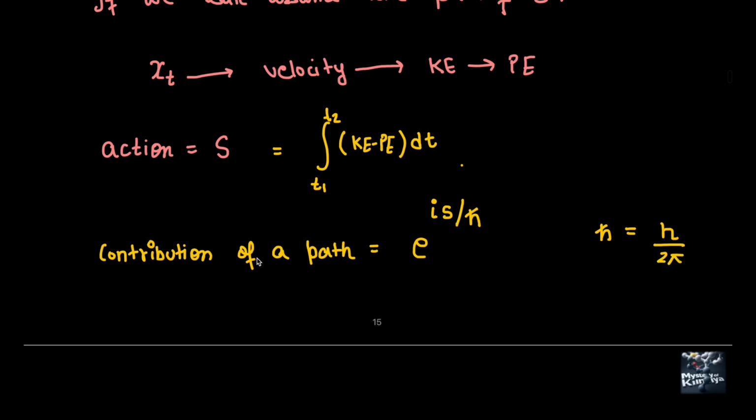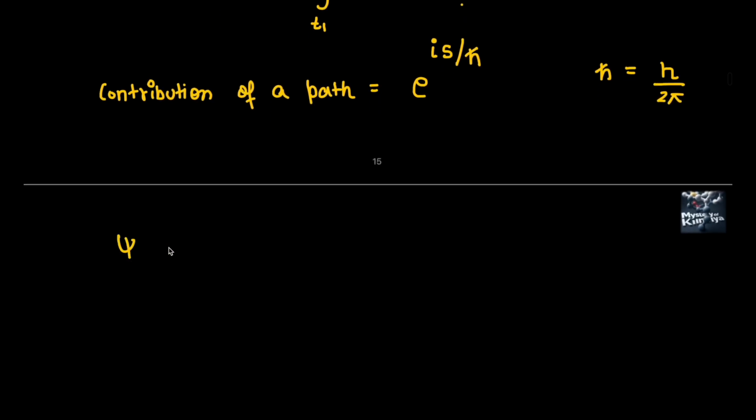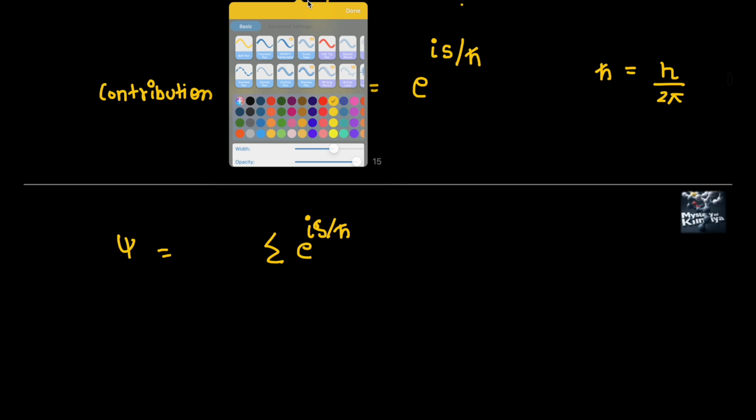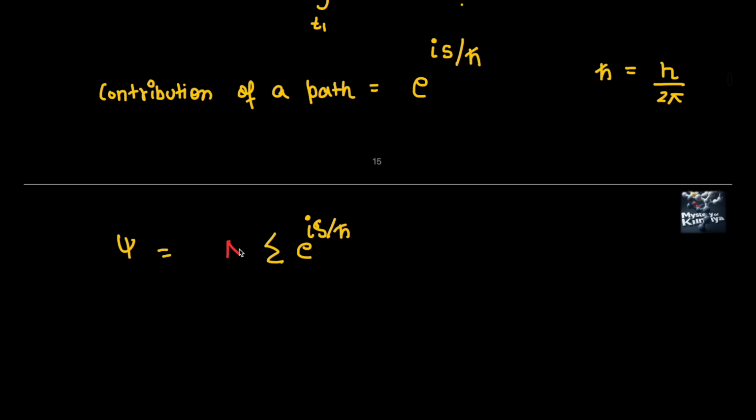If I can find the contribution of a particular path, then you know that the total psi would be equal to the sum of the contributions of each path. By doing this, we see a particular constant, which I am denoting by capital N. This constant is called the normalization constant, and we will learn about it in the future.